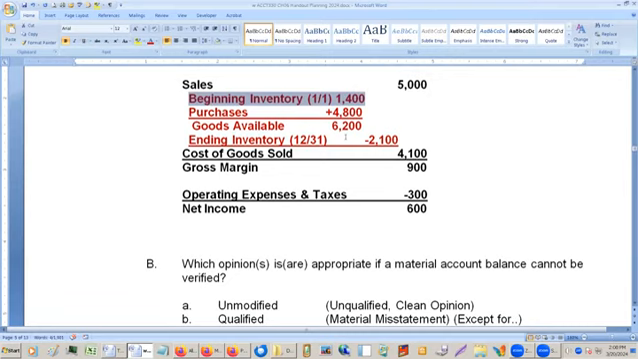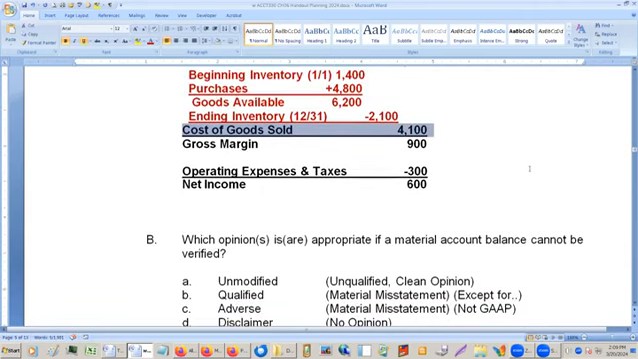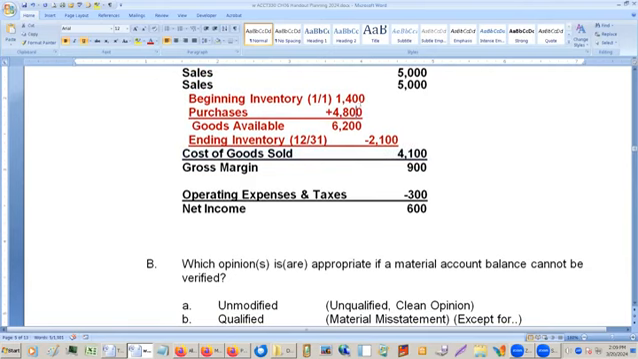Unless you just happen to do an audit of just the inventory at the beginning of the year, this number is going to be hard to verify. So the beginning inventory is probably the one that you're going to have the most trouble with. And notice, if you don't know what the beginning inventory is, you don't know the goods available. If you don't know the goods available, you don't know the cost of goods sold, you don't know the gross margin, you don't know the net income, and so on. So the first year, the beginning inventory is the problem.